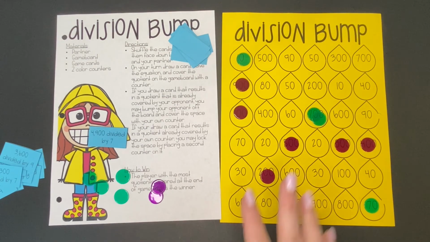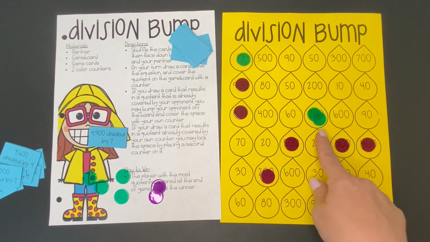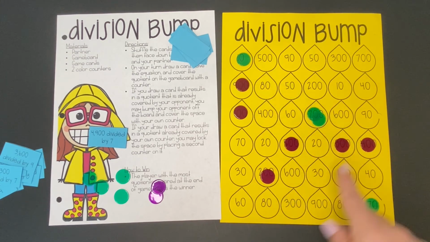And whoever has the most counters on the board, or the most spaces covered on the board at the end of the game, is going to be the winner. Not the most counters, the most spaces covered, because we're not going to count this twice. That just counts as one space. So whoever has the most spaces filled at the end of the game is the winner.